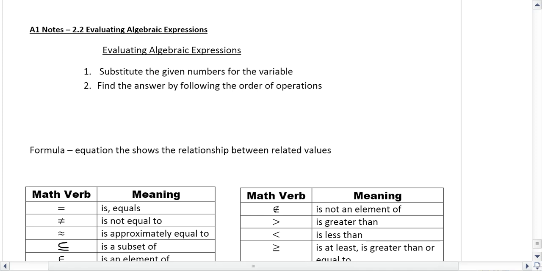This video is for Algebra 1, Chapter 2, Section 2, Evaluating Algebraic Expressions. So in order to do this, two steps are involved.